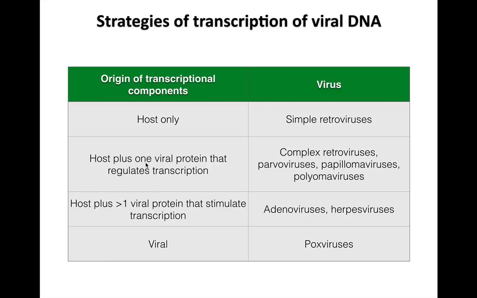Now, here on this slide, you can see the origin of the transcriptional component for different viruses. The simplest retroviruses use all host transcriptional components, not only Pol 2, but also ancillary proteins, as we'll see. And then a number of viruses use host proteins plus one viral protein that regulates transcription. And these include complex retroviruses, parvoviruses, papilloma, and polyomaviruses. And then the more complex DNA viruses, adenoviruses, and herpesviruses use host proteins plus more than one viral protein that regulate transcription. And as I just said, the pox viruses, the transcriptional components are entirely viral.